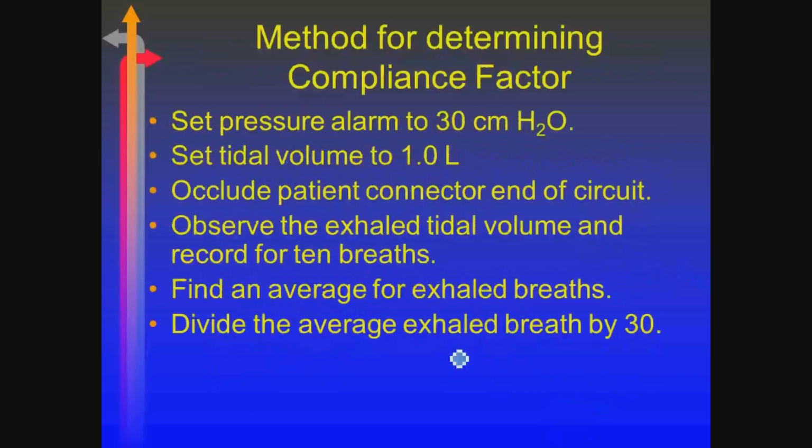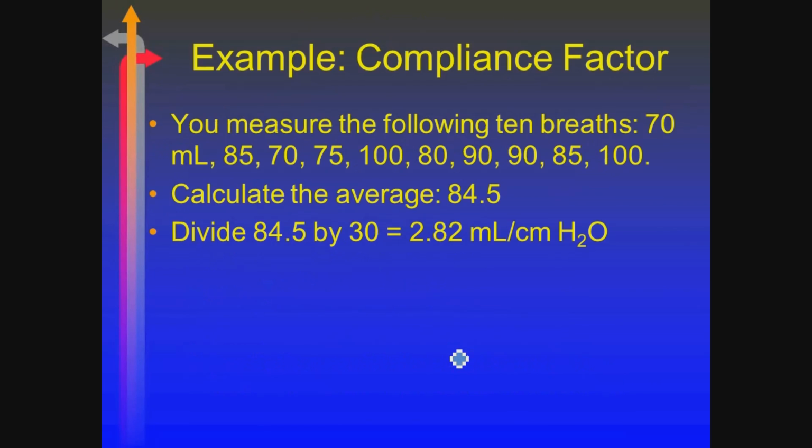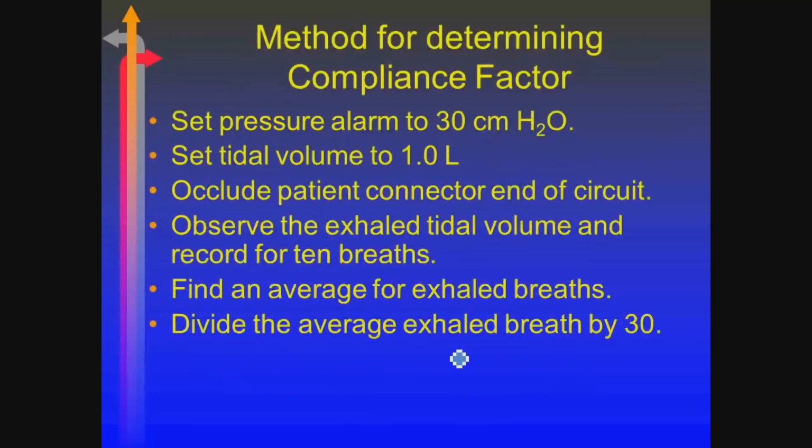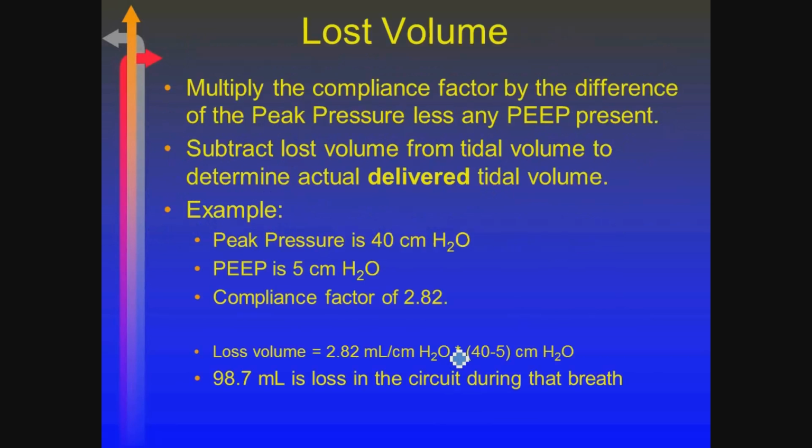You can skip these two slides because we're never going to do that. But this is exactly the formula we were talking about. The methods for determining compliance factor and this example. If you had a ventilator that didn't compensate for it, this is the way you would do it. But the three that we have in the lab is not an issue. So my peak pressure is 40, my PEEP is 5, therefore my delta is 35. 35 times my 2.82 will give me 98.7 milliliters lost.